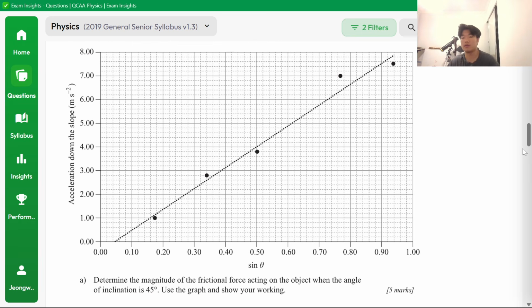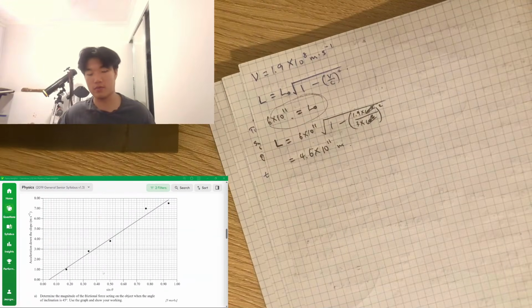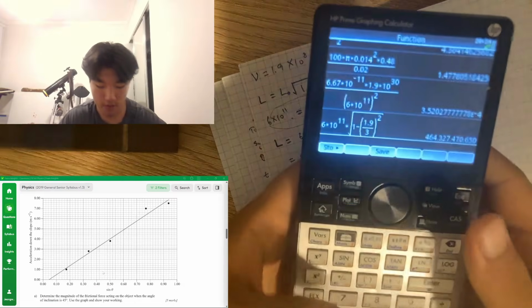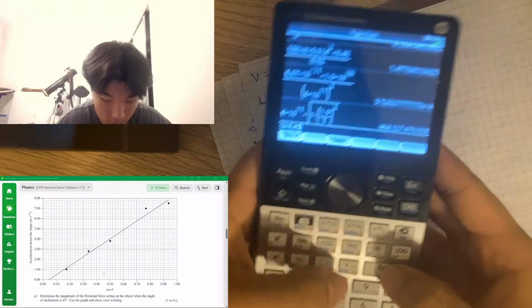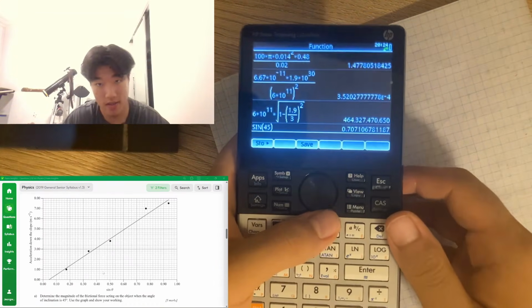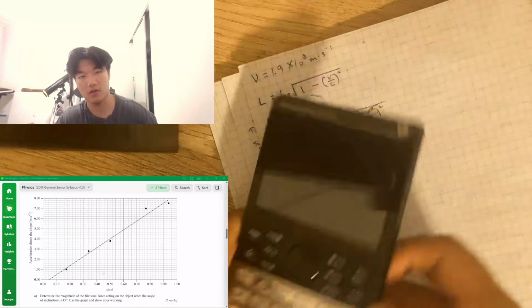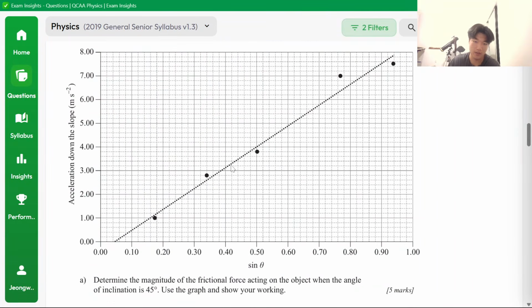Use the graph to show you're working. So the angle, okay, well, x represents sine theta. What's sine of 45 degrees as a decimal? It's 0.71. Okay, that's rounded to two significant figures. 0.71 is like here. So what's that?